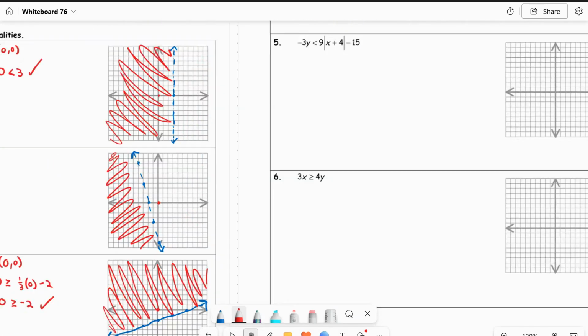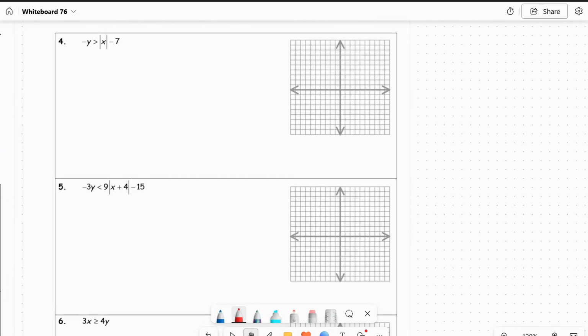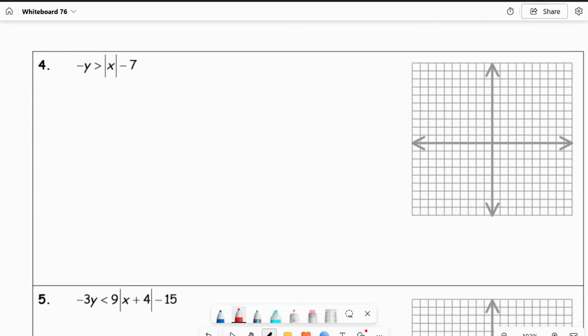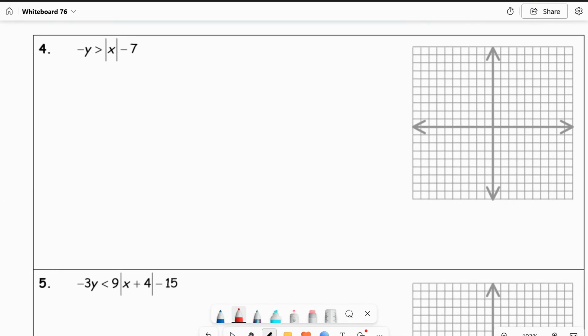Okay, for the rest of the lesson, we do have a second page of very similar examples, and you can tell that there are even some absolute value equations on this side as well. Okay, I am going to do number 4 since we have some time here, because this one is an absolute value. Once again, we want to solve for y. So in this case, I'm going to divide both sides by negative 1.